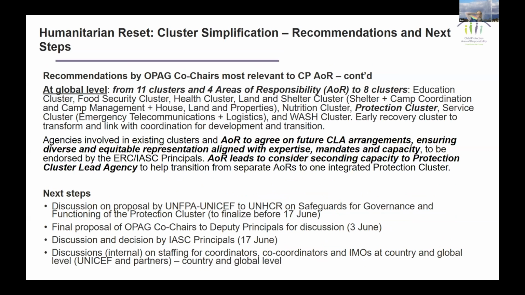So relevant to us as child protection is the fact that the 4 areas of responsibility will disappear, will collapse, or consolidate with the protection cluster. So from 11 clusters and 4 areas of responsibility, there will be 8 clusters left: education, food security, health, land and shelter cluster, which will include shelter and camp management, camp coordination, and housing, land and property, which is currently in the protection cluster, the nutrition cluster, the protection cluster, a service cluster that merges emergency telecoms and logistics, and a WASH cluster. On the protection cluster, HLP will most likely move to the land and shelter cluster, and mine action may remain within the protection cluster. So we may remain with 3 areas, not AORs, because AORs will disappear, in the protection cluster.